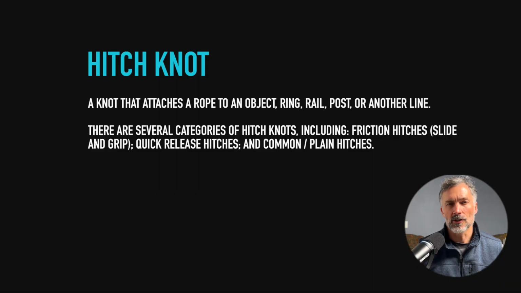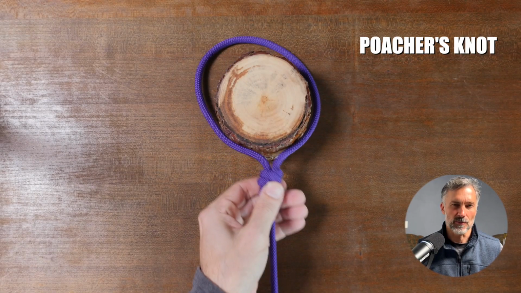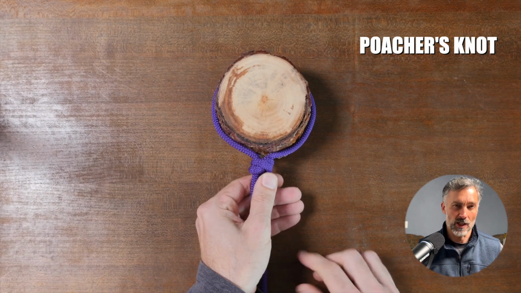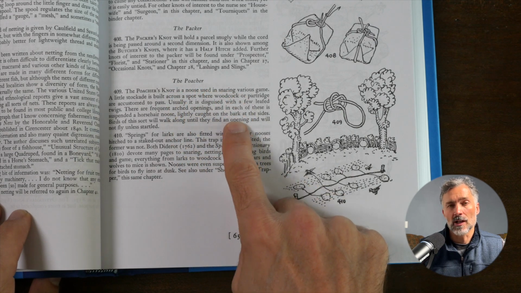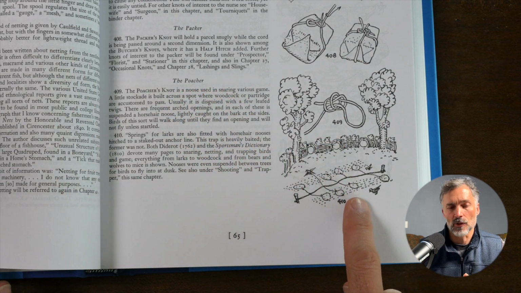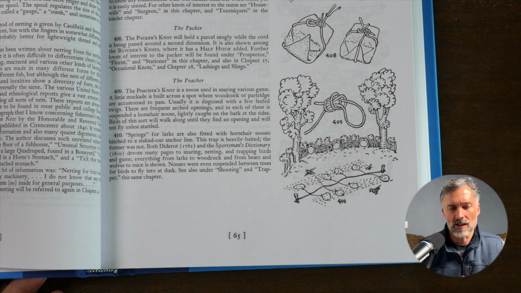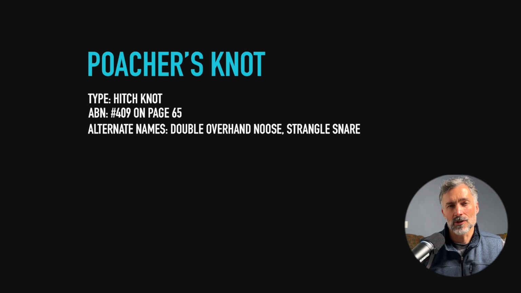Hitch knots are knots that are used to attach a rope to a ring, a rail, a post, or in some cases, another rope. There are three different types of hitch knots. There are friction hitches, which sometimes are called slide and grip hitches. There are common hitches, and there are also quick release hitches. Many hitch knots form adjustable loops, which change shape when they're pulled on or when you remove them from an object. To provide another reference, you can find the poacher's knot in the Ashley Book of Knots as knot number 409 on page 65. The poacher's knot is also sometimes known as a double overhand noose and also a strangle snare.